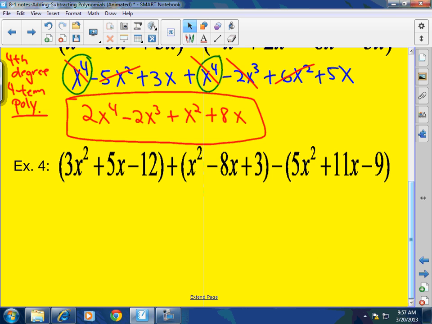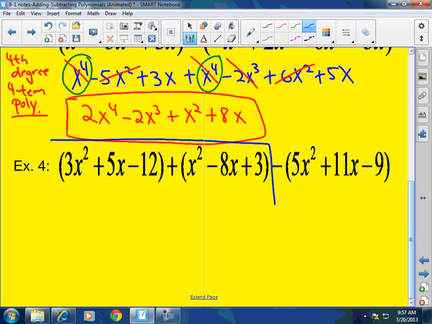Next. Okay, here I'm going to have to add first, and then I'm going to subtract. So let's go ahead and separate these. First, let's do this, and then we'll do this second, okay? So, straight up, we have plus. We don't have to distribute anything. So what do I have here as a sum?